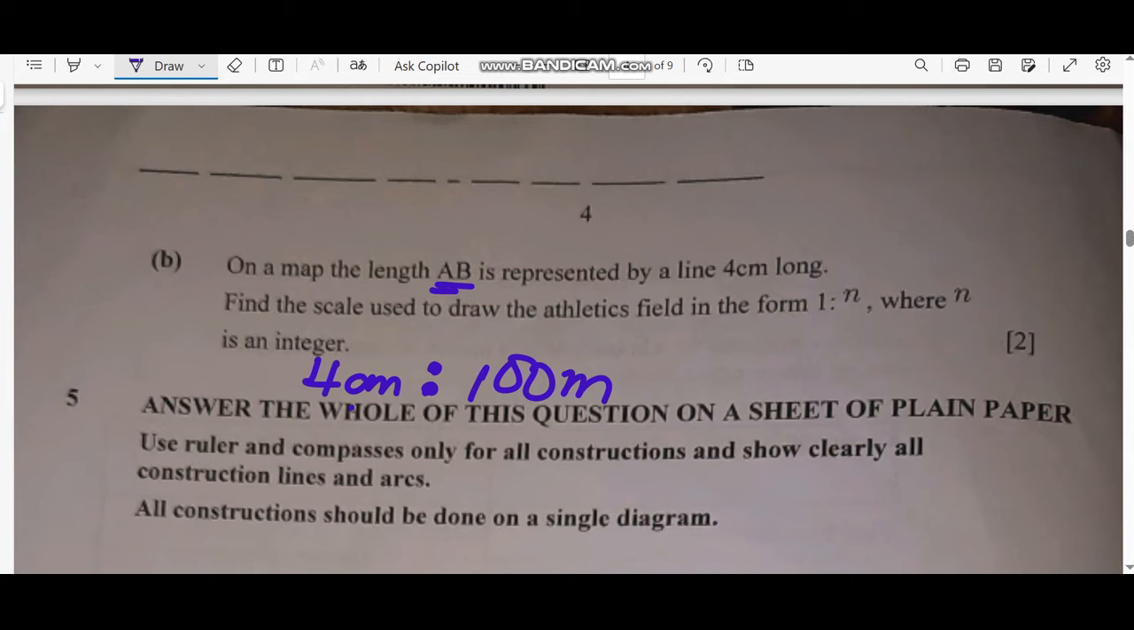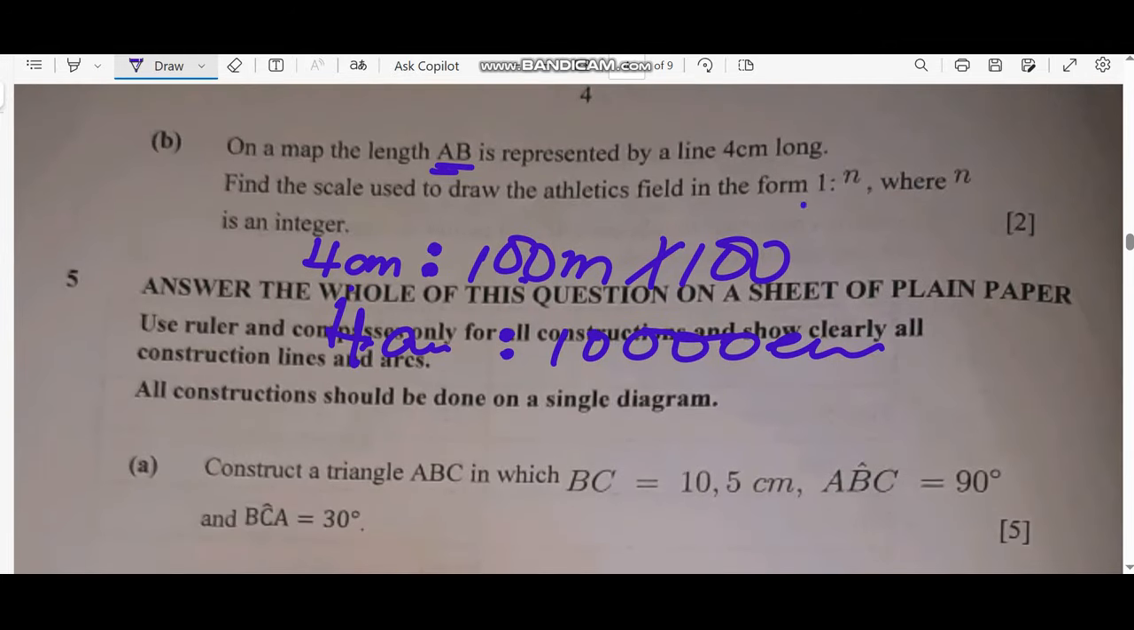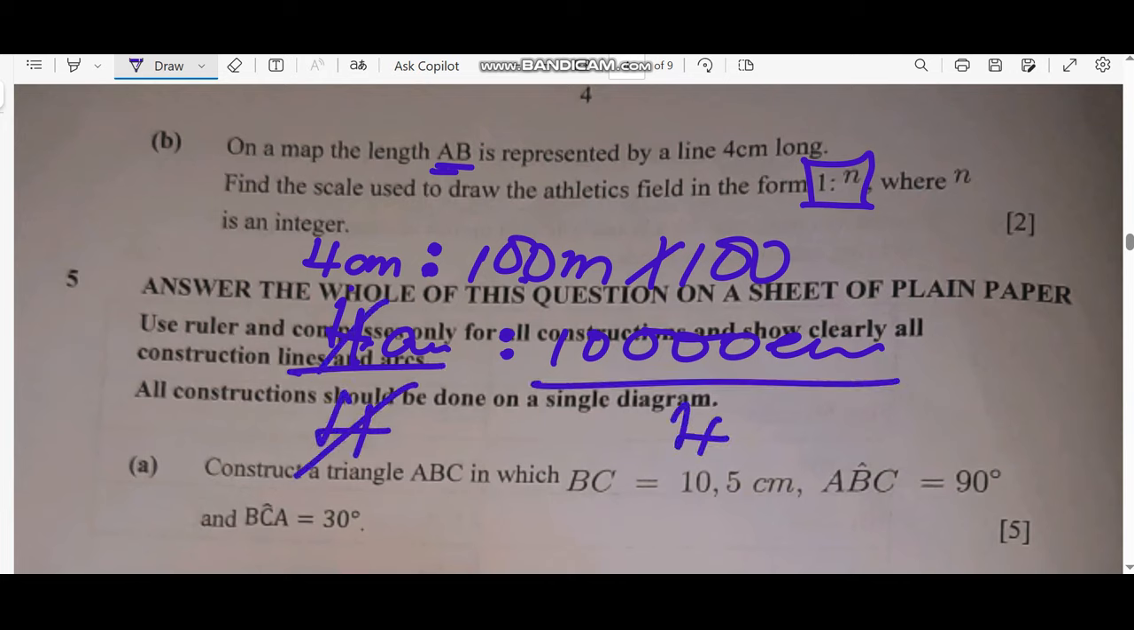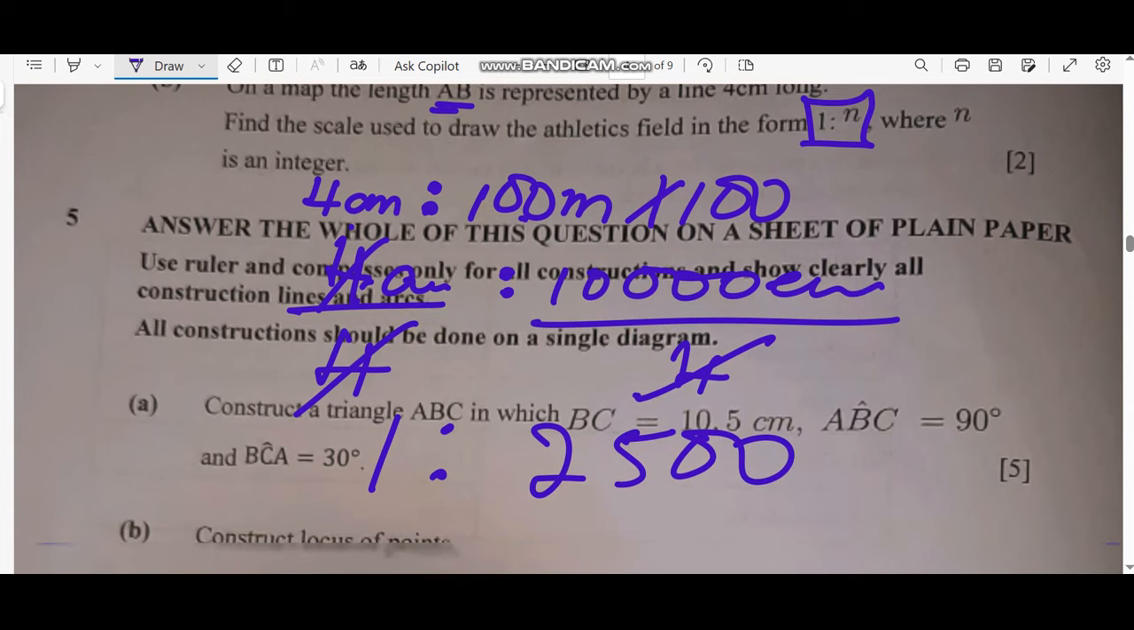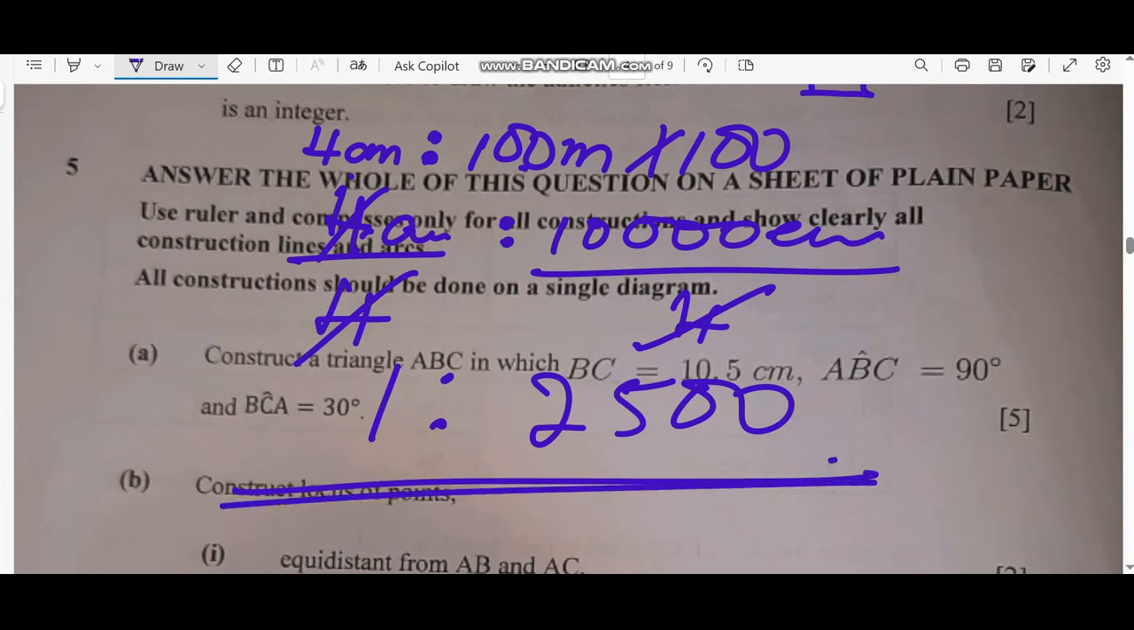We need the first number to be 1, but we can't just divide straight away. We must first convert the meters to centimeters so that we can reduce. To convert, I multiply by 100, so I have 4 centimeters is to 10,000 centimeters. Then I divide by 4 on both sides, so I get 1 is to 2,500. That is the ratio.